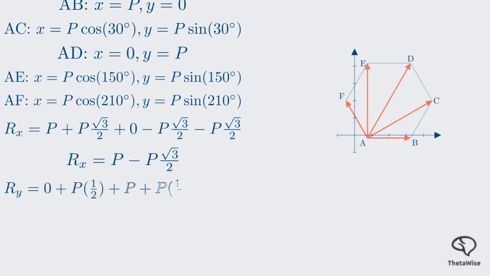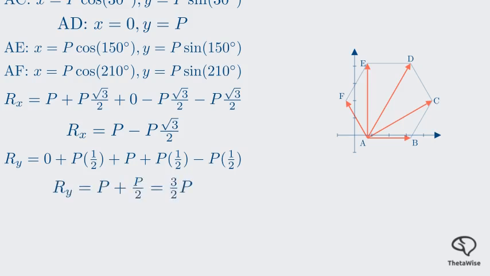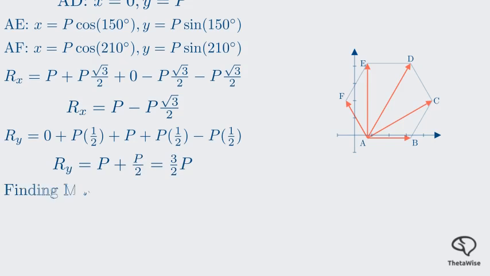Now for the y components. We have 0 plus P times 1/2 plus P times 1/2 minus P times 1/2. Again, we see a cancellation. The y component from AF cancels with one of the components from AE or AC. We are left with 0 plus P times 1/2. So the total y component of the resultant is P plus P times 1/2. We have found the components of the resultant force without tedious calculations thanks to the symmetry of the hexagon.